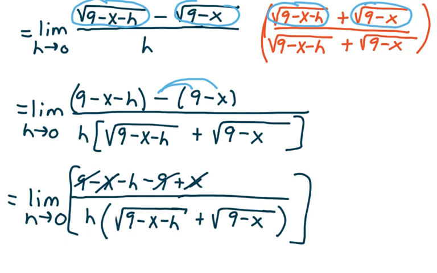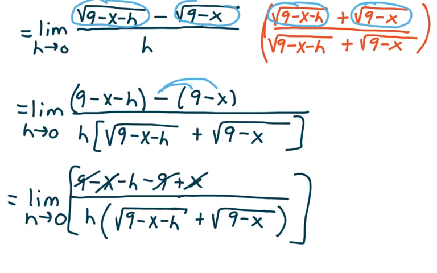And what we want to do is rationalize the numerator. To do that, I'm going to multiply the numerator and denominator by the conjugate of the numerator. In other words, I'm going to multiply the numerator and denominator by the square root of 9 minus x minus h plus the square root of 9 minus x, all divided by the square root of 9 minus x minus h plus the square root of 9 minus x. So this is the limit as h goes to 0 of.